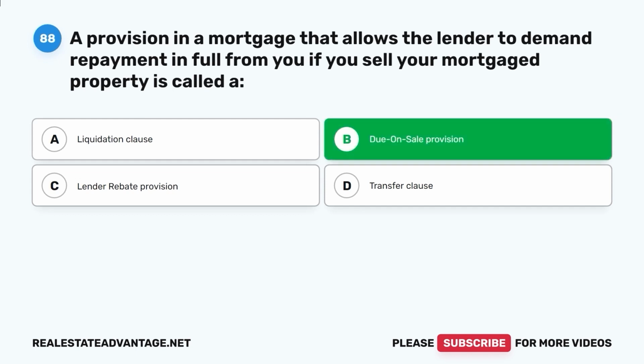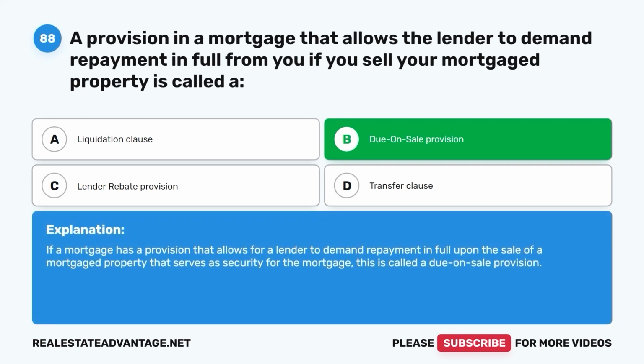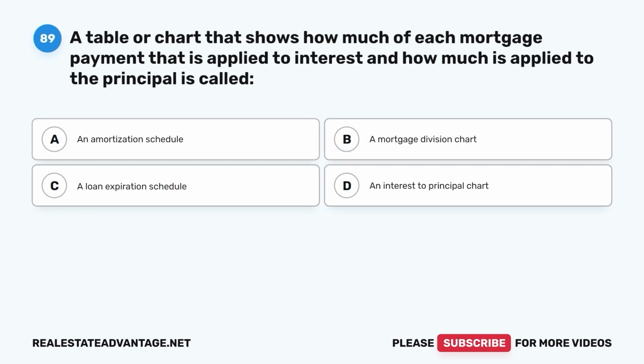Due on sale provision. If a mortgage has a provision that allows for a lender to demand repayment in full upon the sale of a mortgage property that serves as security for the mortgage, this is called a due on sale provision. Question 89. A table or chart that shows how much of each mortgage payment that is applied to interest and how much is applied to the principal is called A. An amortization schedule.